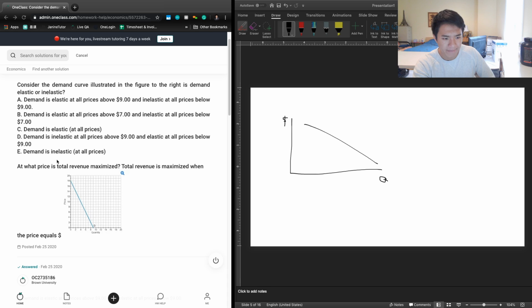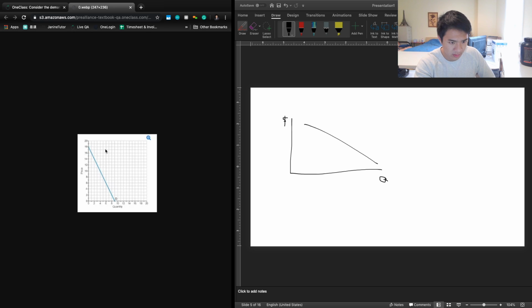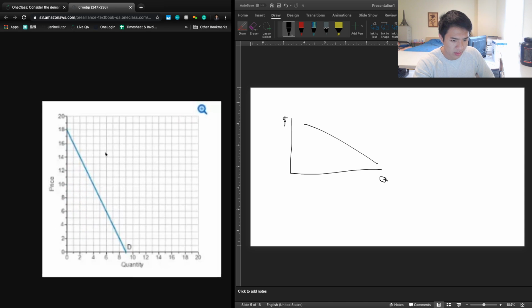And so this is the graph at hand. It looks fairly small. We're going to see if we can open it up and zoom in a little bit. Nope, we can't.